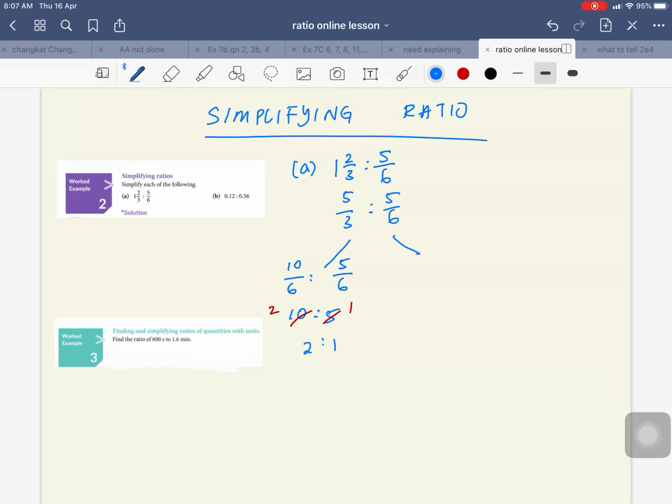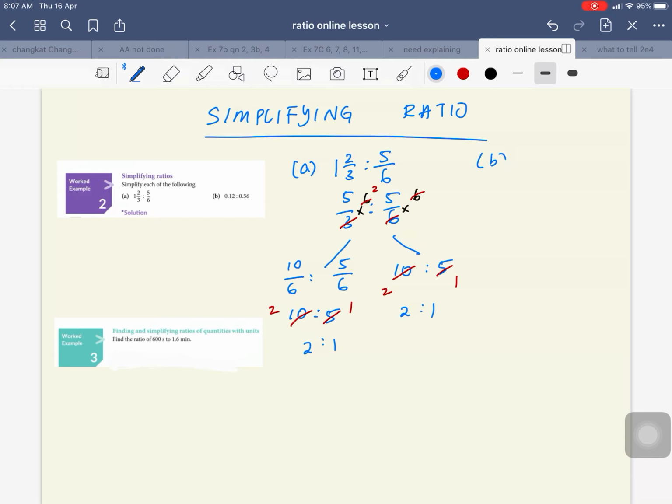Now the second method is this. I multiply by the LCM of 3 and 6 on both sides of the ratio. So 3 and 6 LCM is 6. So when I times 6 to both sides, I will be able to get rid of the denominator. And I get 10 is to 5. Lowest term, 2 is to 1. How you get 2 is to 1? Divide by 5 and divide by 5 on both sides.